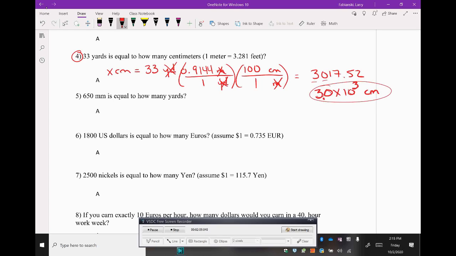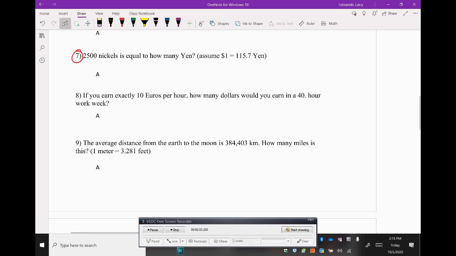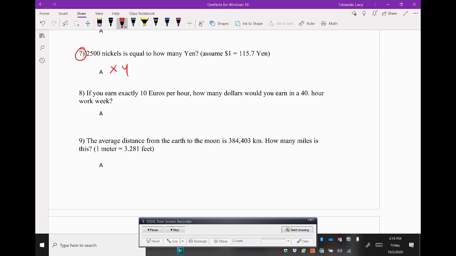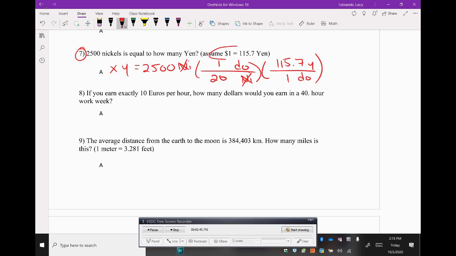All right, let's take a look at number 7. 2,500 nickels is equal to how many yen? So we want X yen, I'm just going to do a Y, equals 2,500 nickels. Get our conversion factor. Nickel to dollar. $1 is 20 nickels. Nickels cancel. And now we can go $1 to 115.7 yen, and we're getting that conversion from this equality right there.